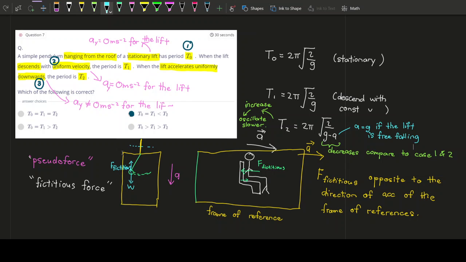If the lift is free falling, like you cut the cable, then the ball here is free falling together as well. So it can't move up, it can't move down, you can't oscillate. That's why it takes an infinite amount of time to finish one complete oscillation. That's another way of thinking about it. You are free to think whichever way you prefer. You can think of it in terms of fictitious forces, or you can put it to the extreme by thinking about a lift which is free falling. Either way, you will arrive at this answer at the end.